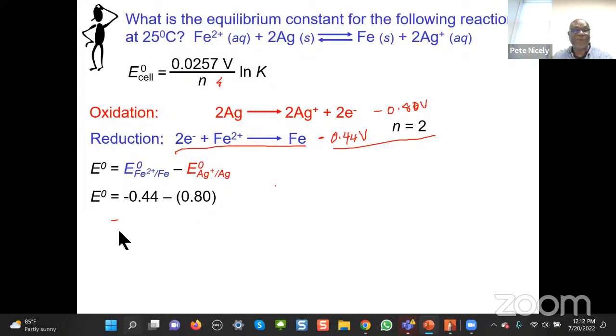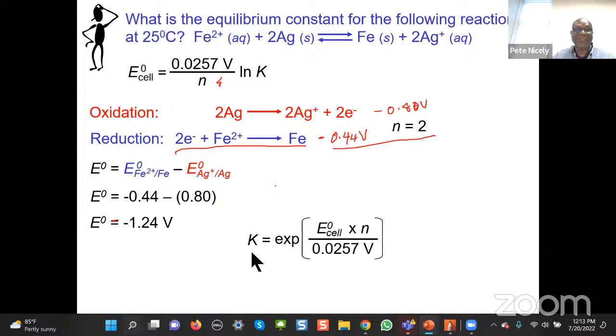So therefore, when you work this out, you're going to get minus 1.24 volts, which would be the answer as far as the electrode potential when you connect these two. So the next step is to find K, which is what the question is asking for, all right? To find K, we have to go back to this equation here and rearrange it to solve for K. And when you do that, this is what you're going to end up with.